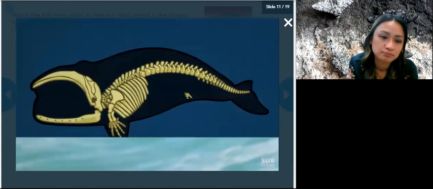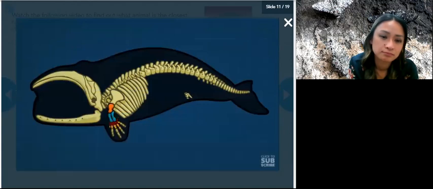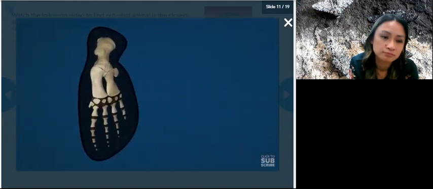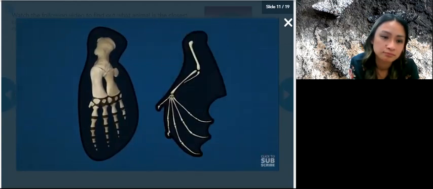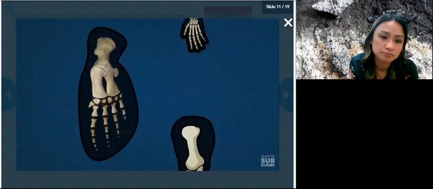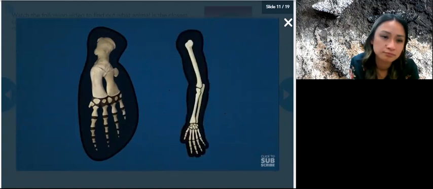Strangely, whales have arm, wrist, hand, and finger bones inside their front flippers. Here's a photo of these bones, the same bones that bats, hippos, and people have in their front appendages. One bone, two bones, wrist, hand, and finger bones.